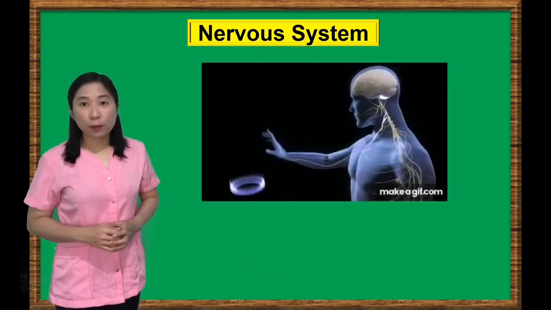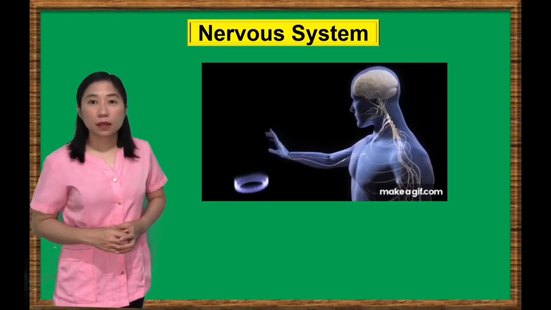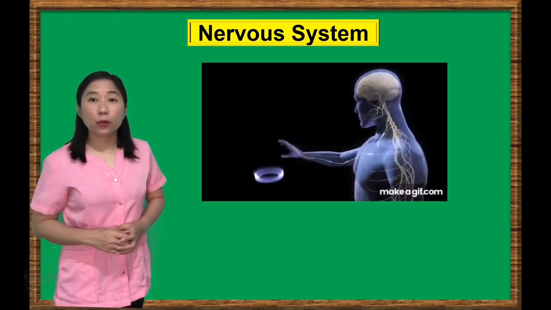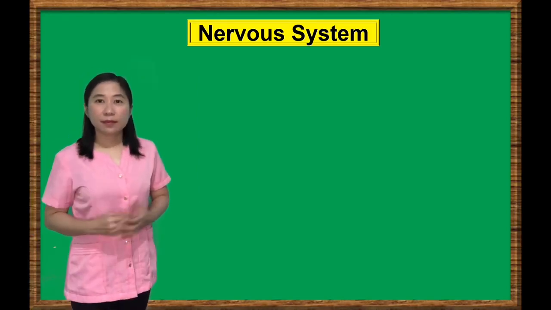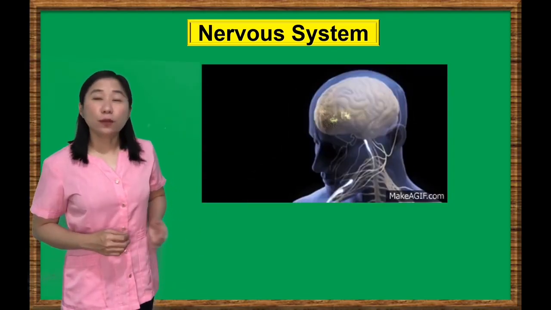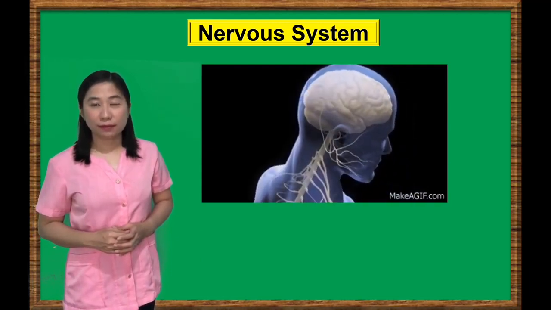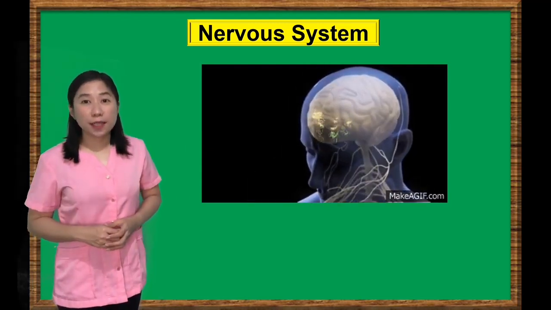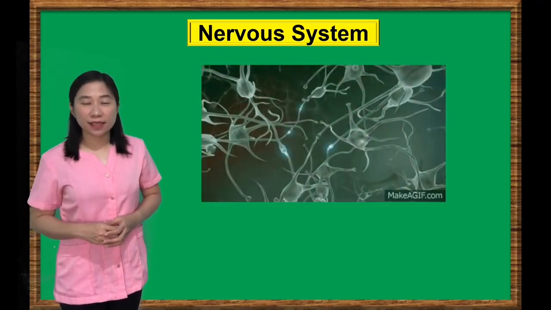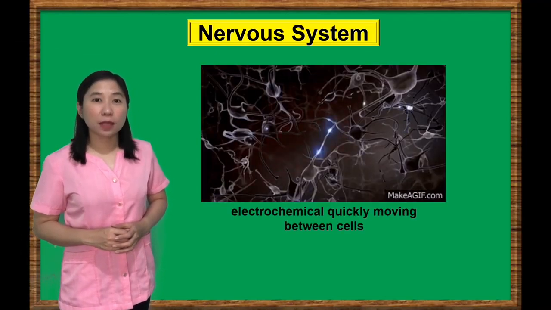It receives information from the sensory organs through nerves, transmits the information through the spinal cord, and processes it in the brain. The nervous system directs our body's reactions to the world. The nervous system manages all of these activities by sending lightning-quick signals of electrochemicals between cells.